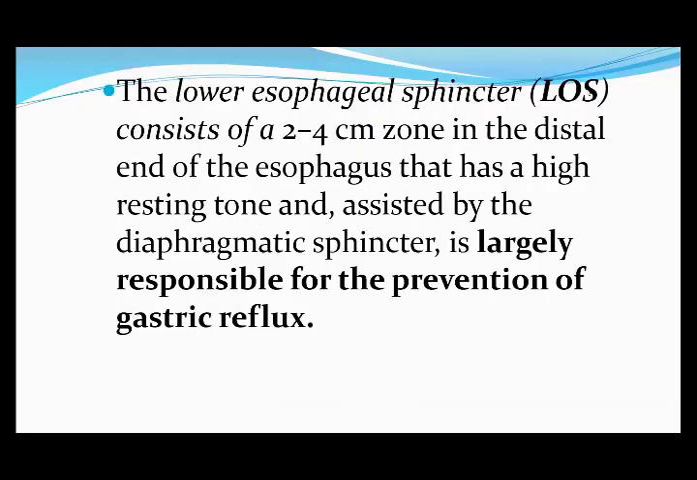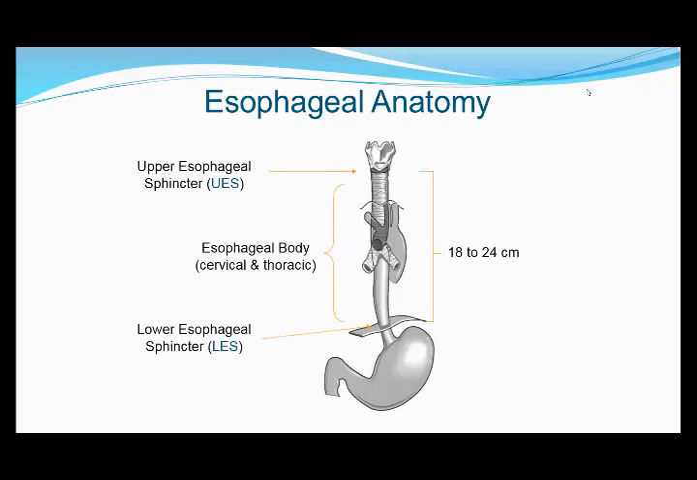The lower esophageal sphincter consists of a 2 to 4 centimeter zone at the end of the esophagus that has a resting tone and is assisted by the diaphragmatic sphincter. The lower sphincter is responsible for the prevention of gastric reflux, that is, the prevention of the stomach contents entering into the esophagus. This is the basic anatomy: the upper esophageal sphincter, then the body of the esophagus, and the lower esophageal sphincter.